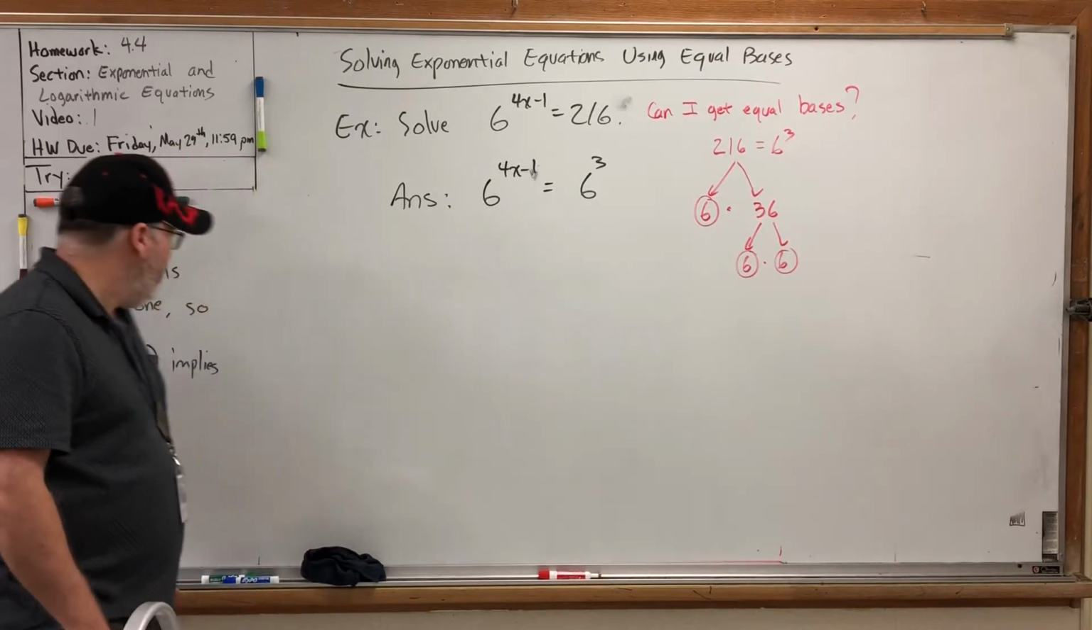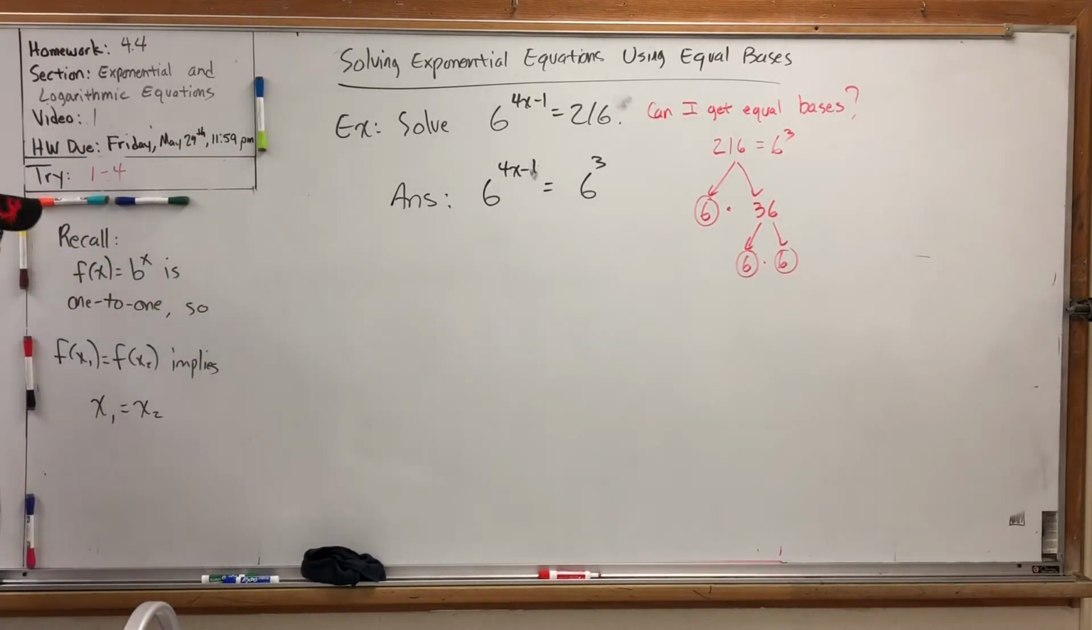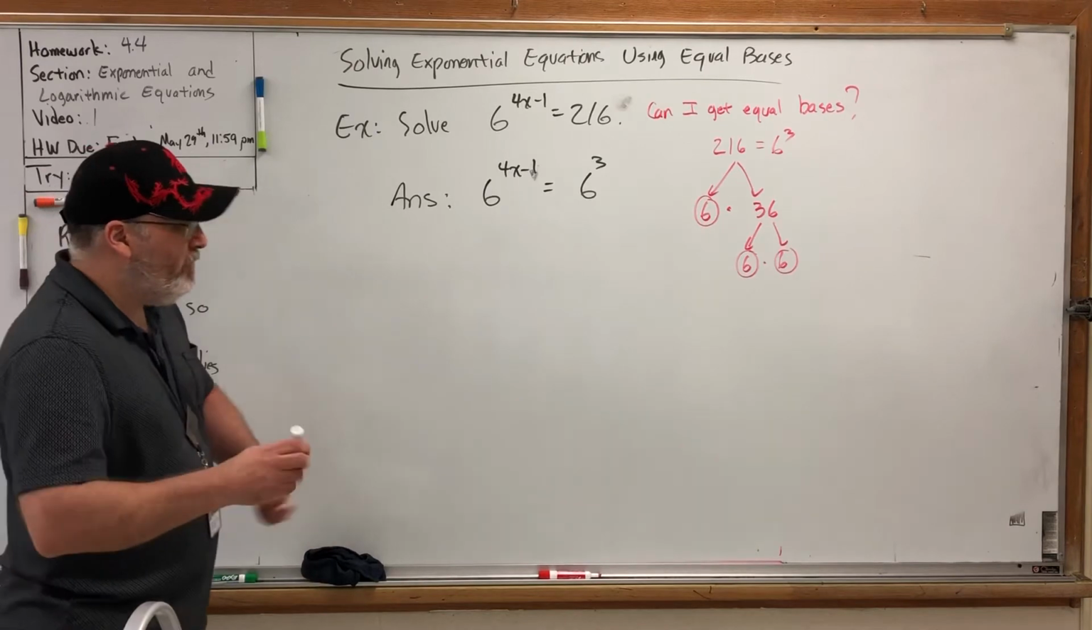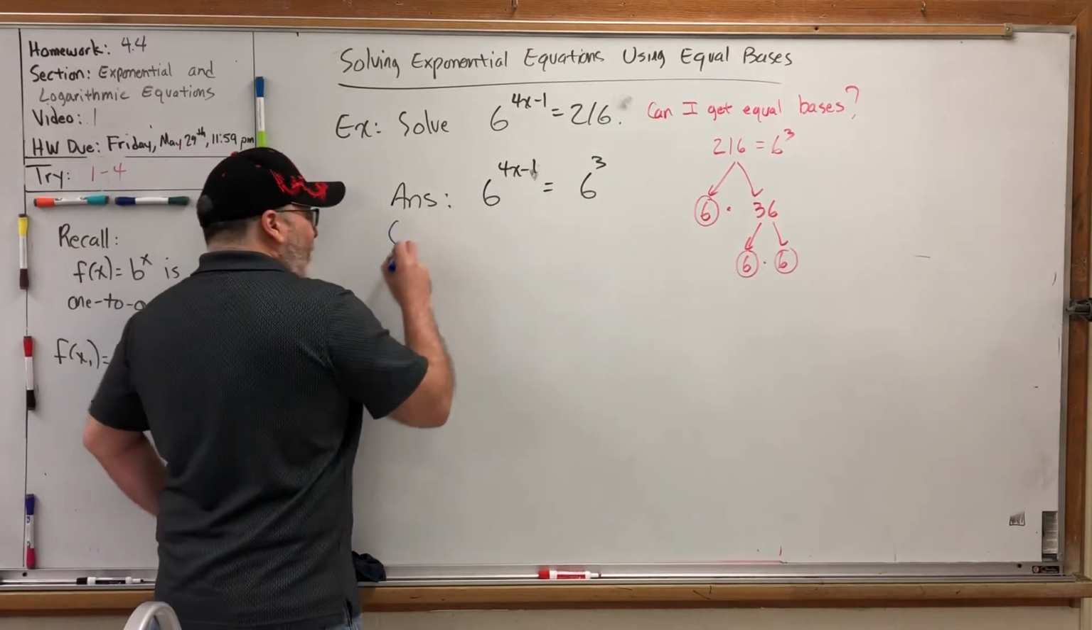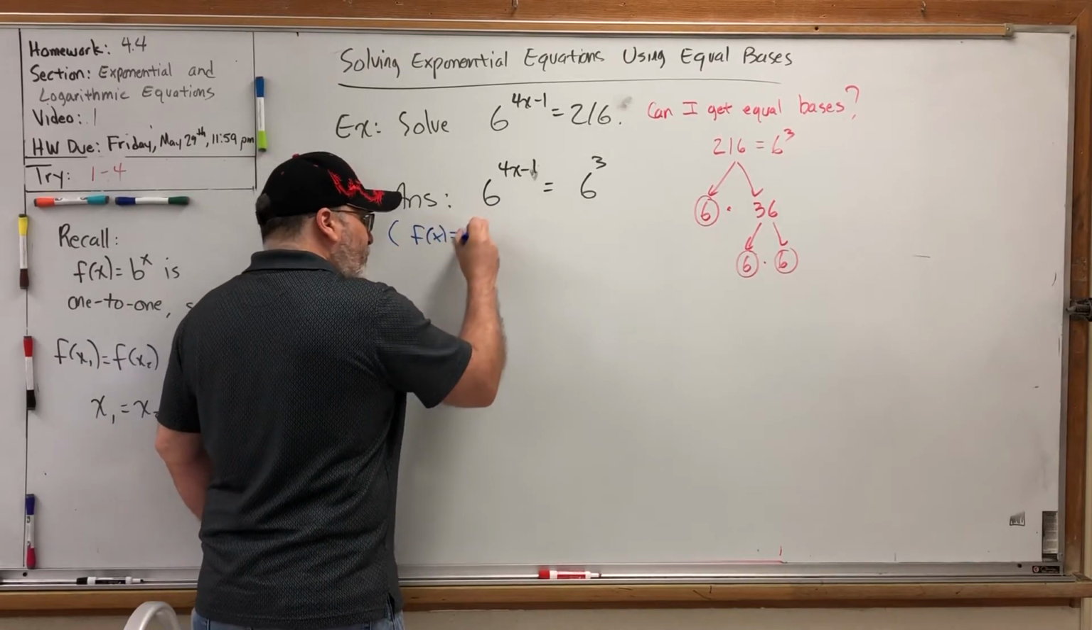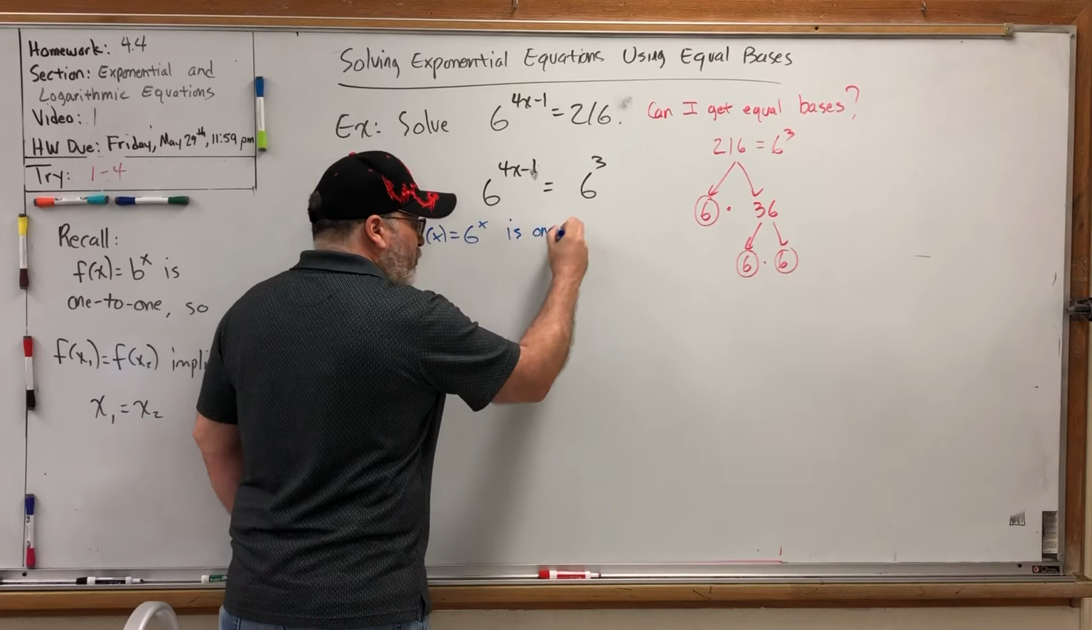the bases. This goes back to recalling the fact that exponential functions are one-to-one, meaning that their graphs pass the horizontal line test. And what that means by definition is that if 2 inputs produce equal outputs, then the inputs had to be equal to begin with. So how does that pertain here? Well, if you'll notice, both of these are powers of 6's. And the fact that we're going to capitalize on is the fact that the function f of x equals 6 to the x power is 1-to-1.